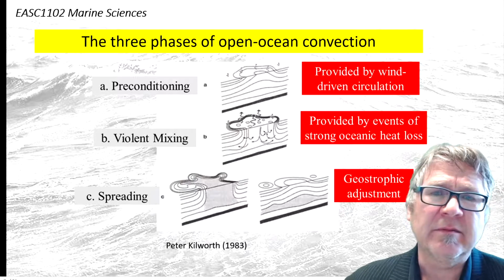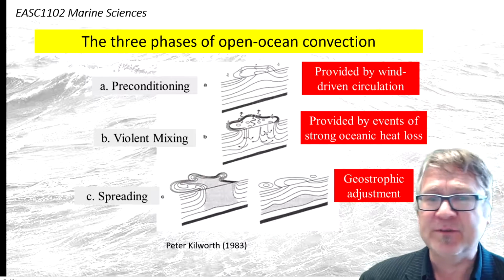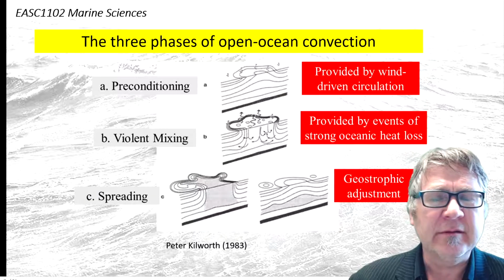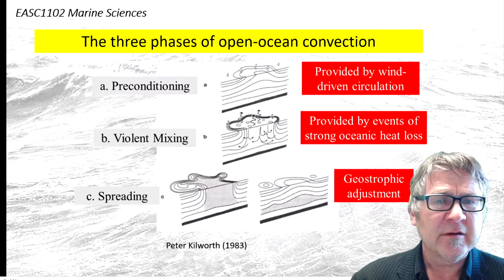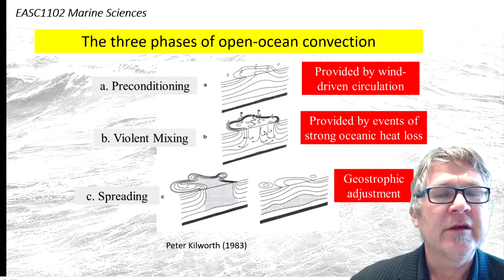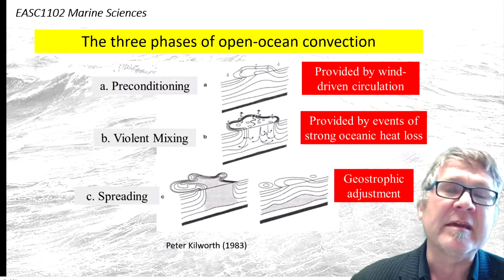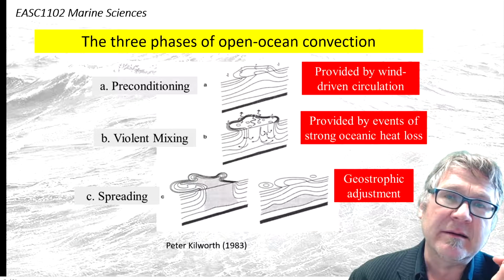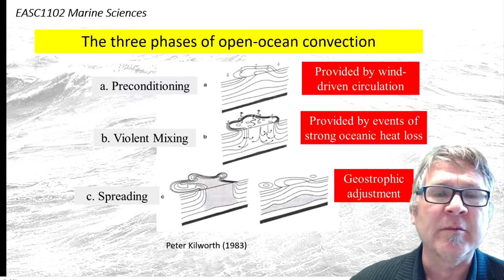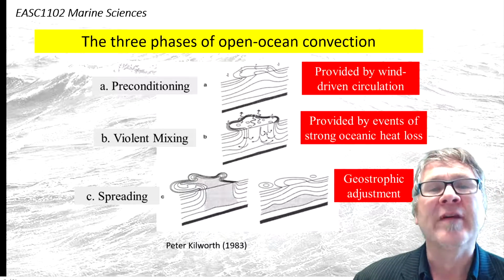So why does the deep convection process only take place in these specific regions? And the key reason is that you have the right preconditioning. Preconditioning, shown here in these three phases of open ocean convection, is a mechanism that already provides a relatively weakly stratified water column in these areas. So it's not that hard to create a deep convection.